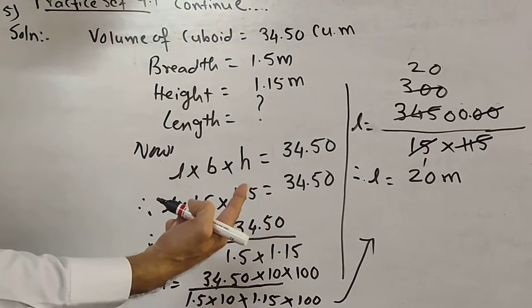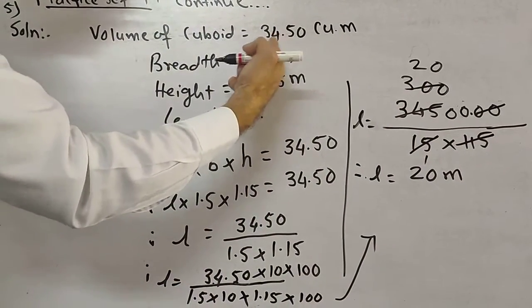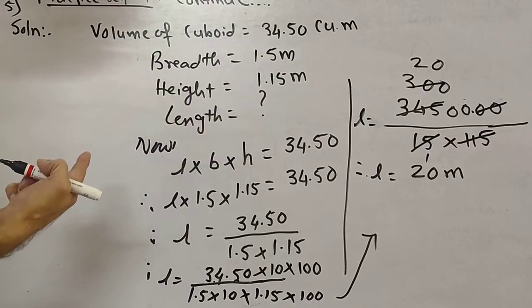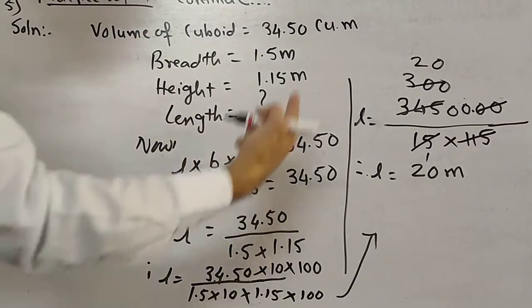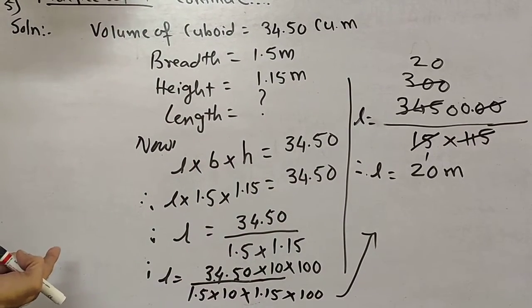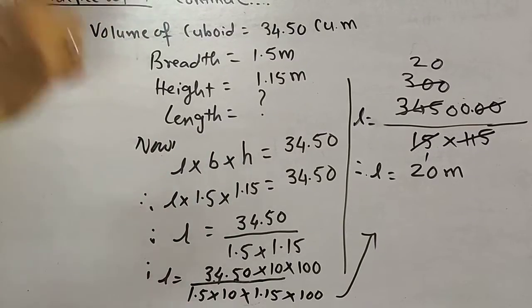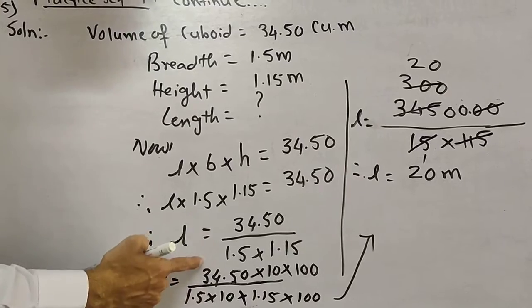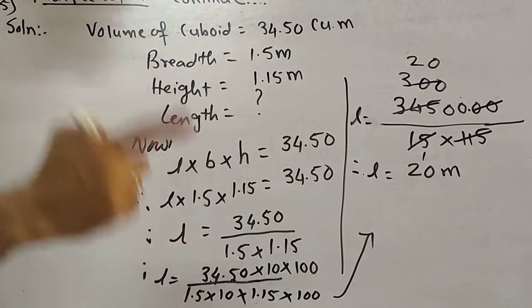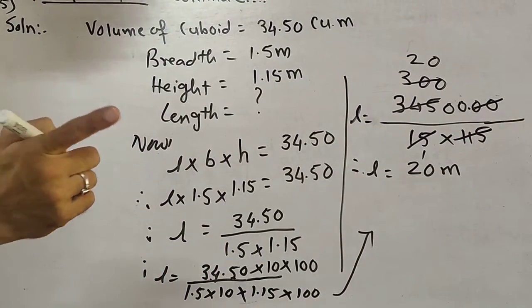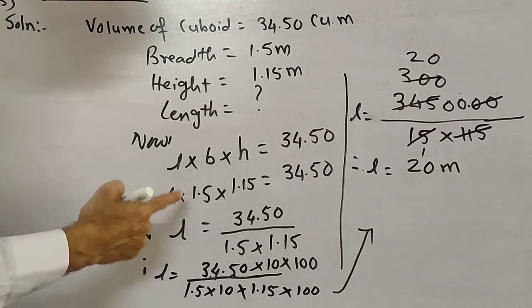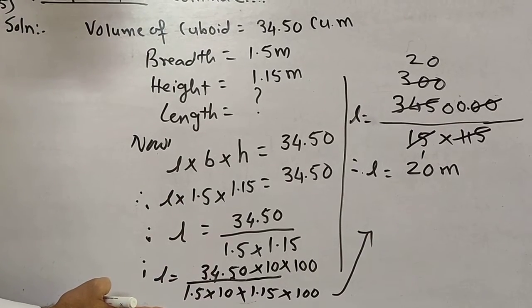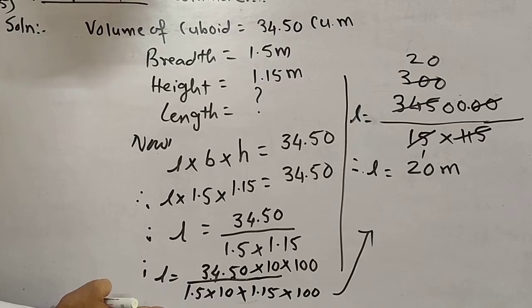Even though all the values here are in decimal points, still we can find the answer very easily. So in this sum you have to keep in mind how to remove the decimal point from the denominator first of all. And then only you can divide. This is the process to remove the decimal point.